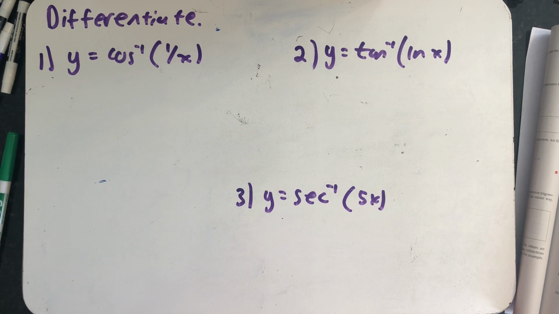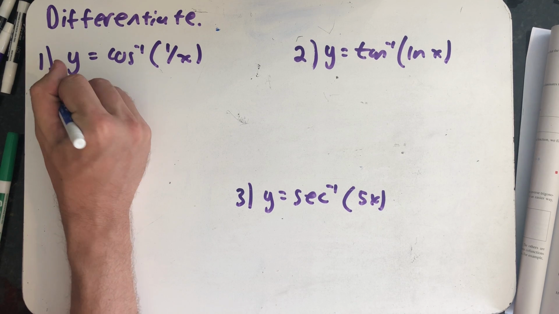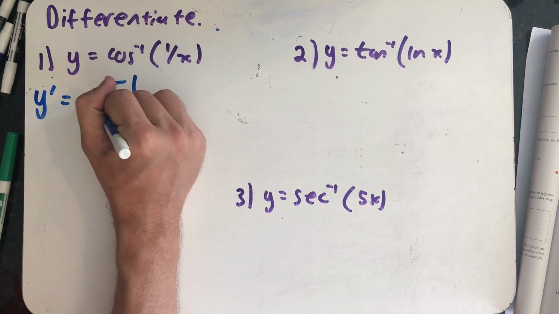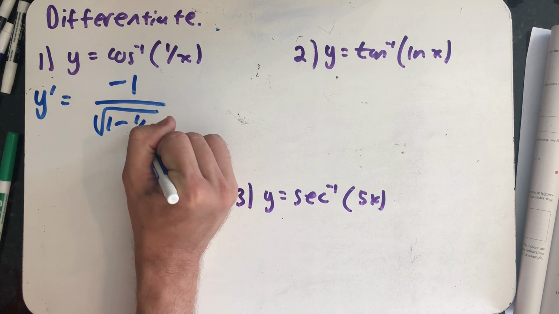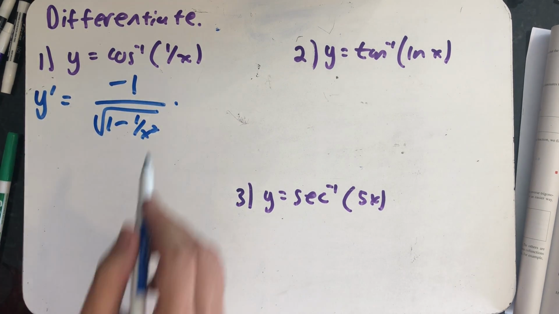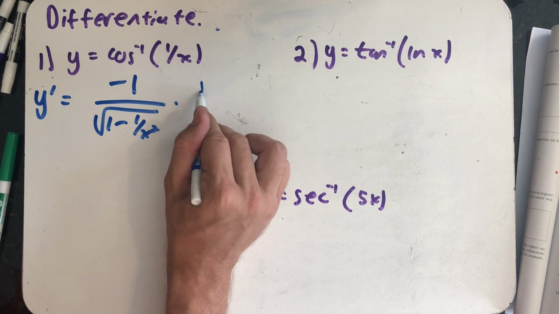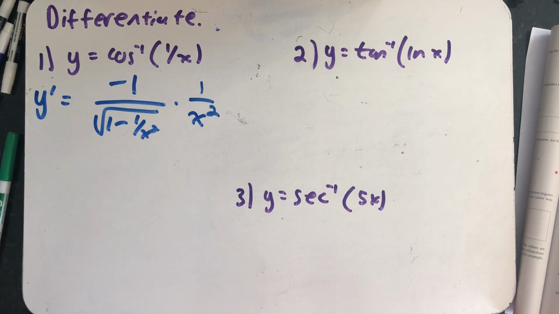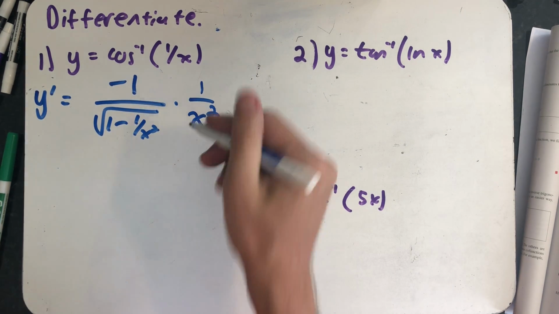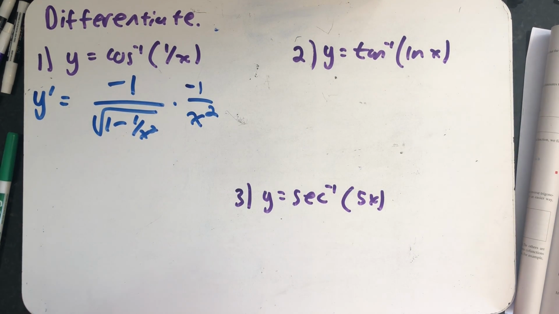Let's do 3 examples using our derivative rules for our inverse trig functions. Starting off with the inverse cosine of 1 over x. All right, well, y prime is minus 1 all over the square root of 1 minus u squared times the derivative of u. The derivative of 1 over x is 1 over x squared. I'm really just thinking about the power rule. 1 over x is x to the minus first, and that tells me there should actually be a minus up there, so minus 1 over x squared.